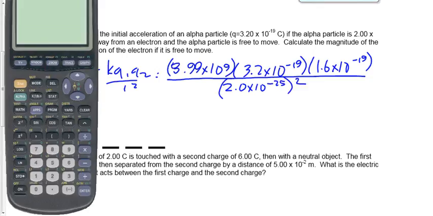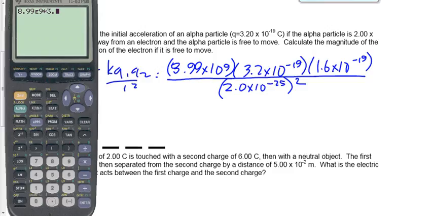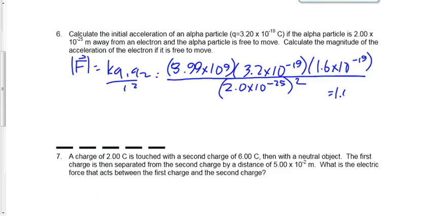Let's pull up the calculator for this one to make sure that we can all get this. 8.99 times 10 to the 9 times 3.2 times 10 to the minus 19 times 1.6 times 10 to the minus 19. We're going to divide that by, use some brackets here, 2 times 10 to the minus 25. And we're going to square that. And it's going to give me 1.15072 times 10 to the 22 newtons.